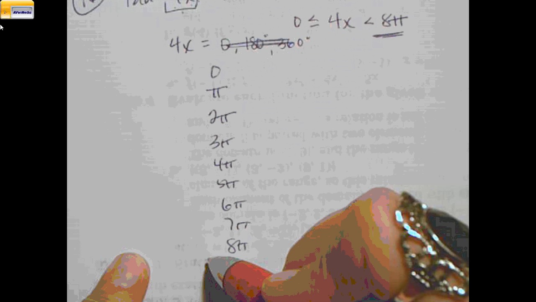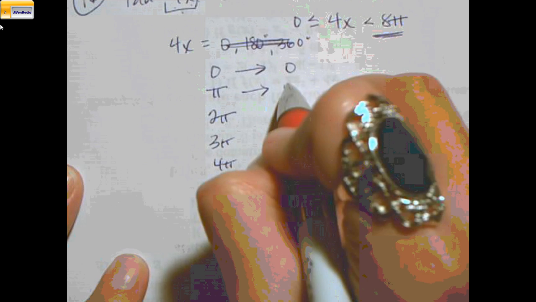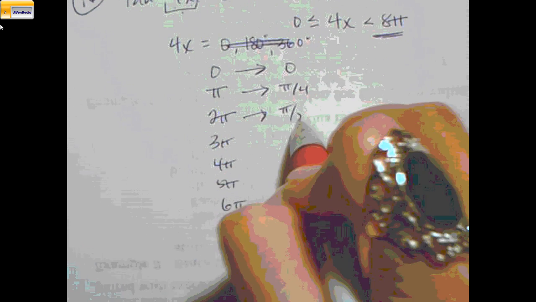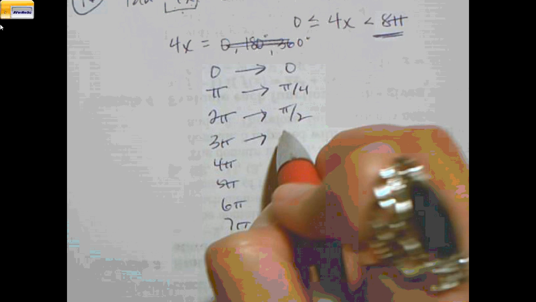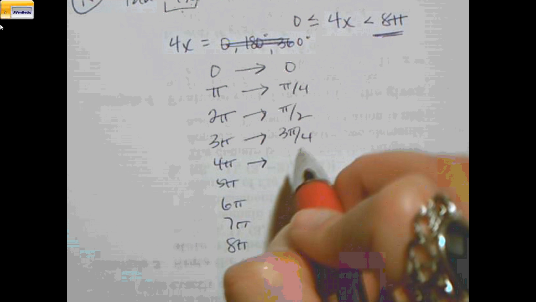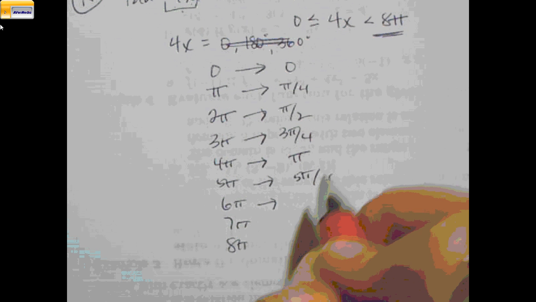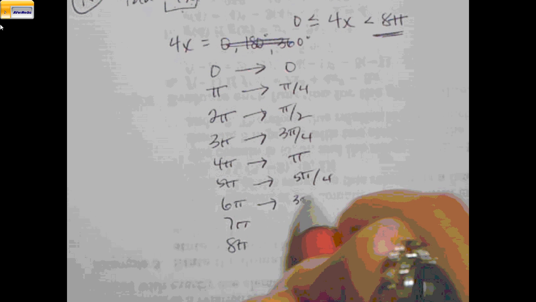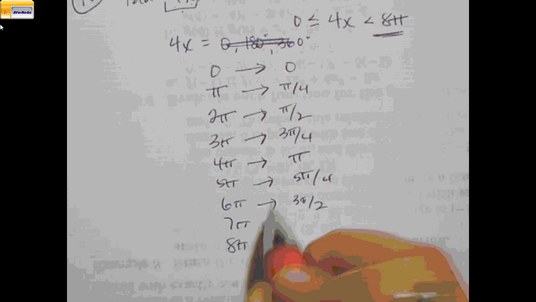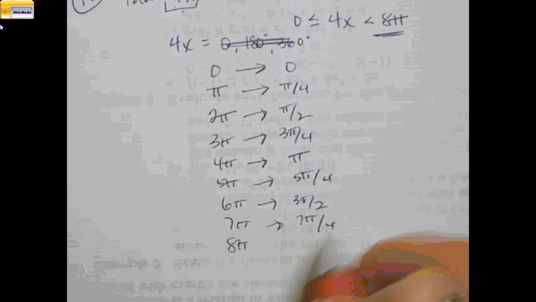So how do you get x by itself? Divide by 4. So 0 becomes 0. Then I have pi over 4. Then I have pi over 2. Then I have 3 pi over 4. Then I have pi. 5 pi over 4. 3 pi over 2. 7 pi over 4. And 2 pi.